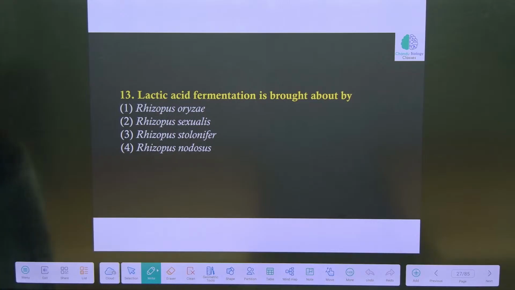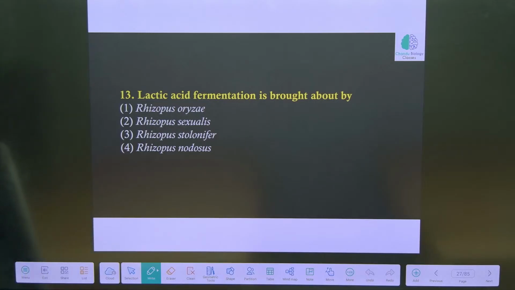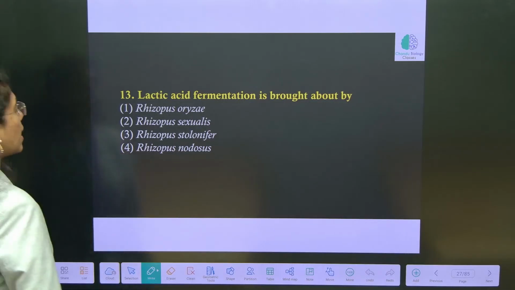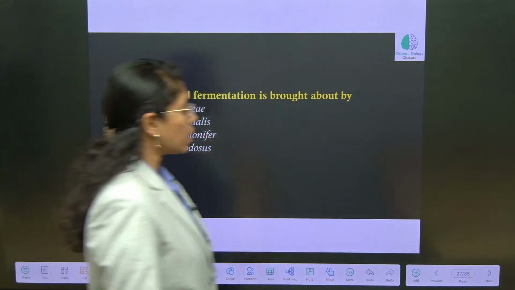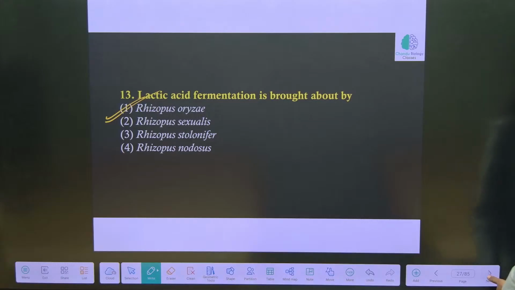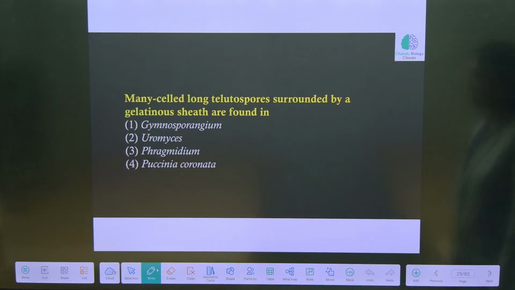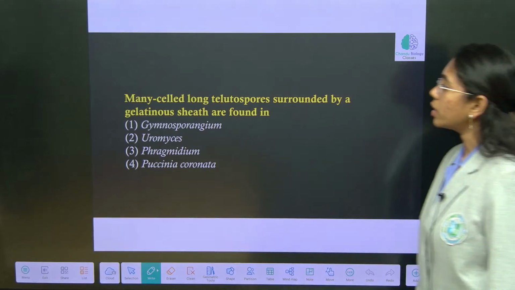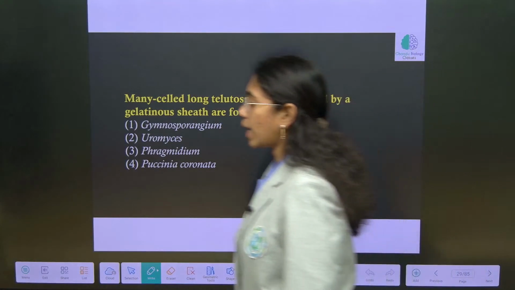Lactic acid fermentation is brought about by. And here is the answer, that is Rhizopus oryzae. It is used for conduction of lactic acid fermentation industrially. It is used for lactic acid production in industry. Many celled long teliospores surrounded by a gelatinous sheath is found in what type of organism?